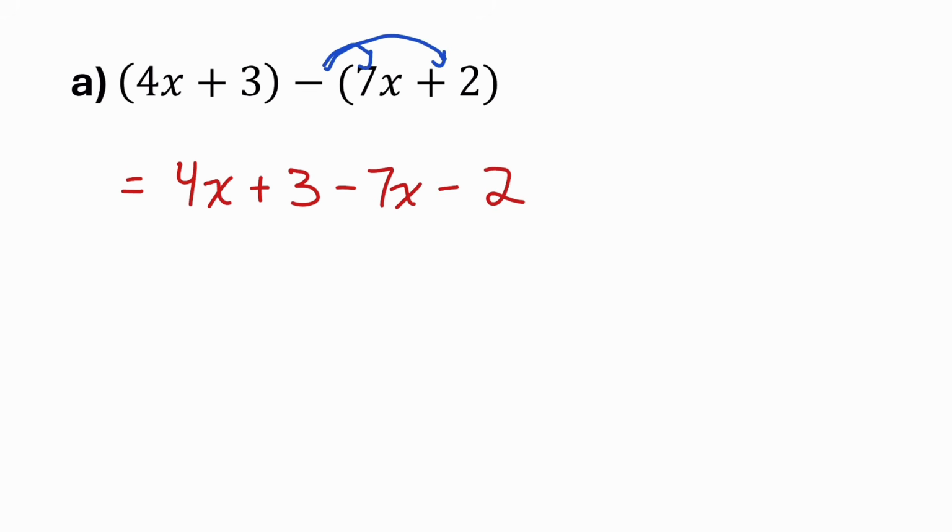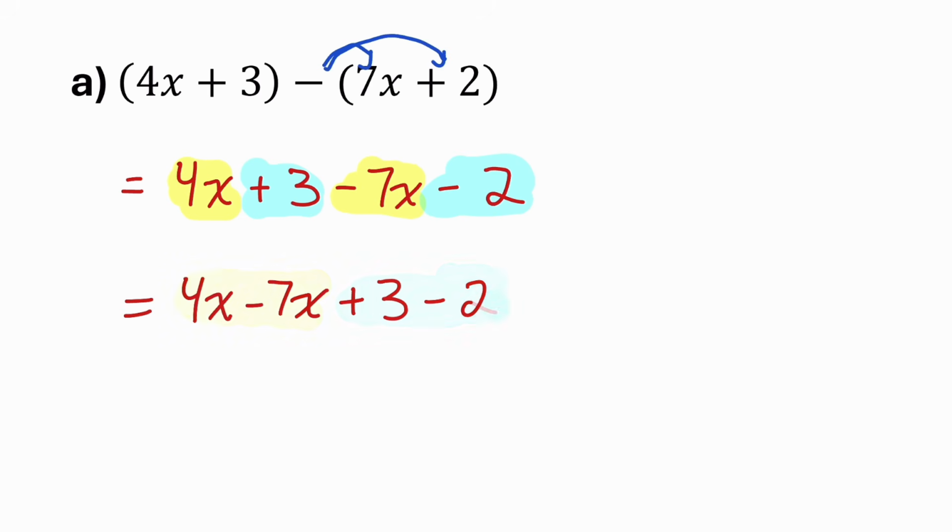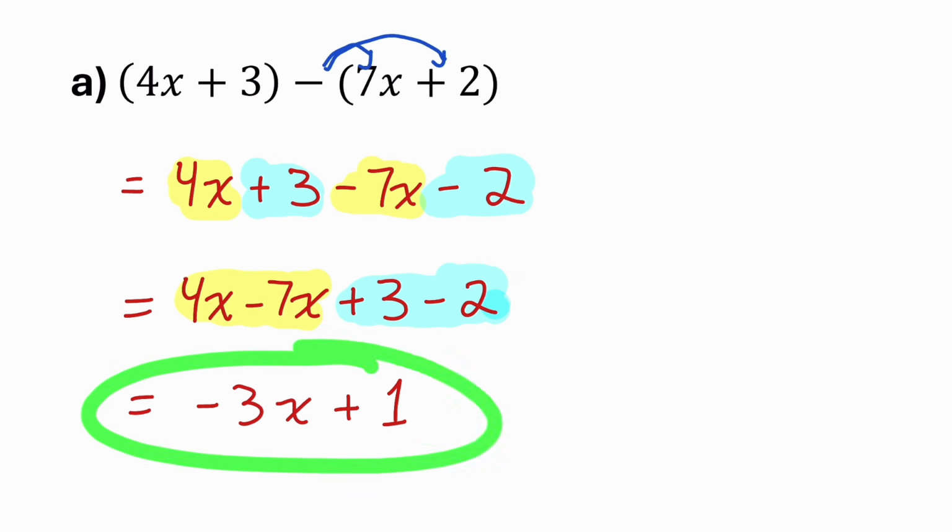And now I'll find my like terms. I have a 4x and a negative 7x, and I have the constant terms of positive 3 and negative 2. Rearranging this so like terms are together, I'll put the higher degree terms first. The 4x and the negative 7x are degree 1, and then my constant terms are degree 0, so they'll come last. And then collecting my like terms, 4x minus 7x is negative 3x, and positive 3 minus 2 is positive 1. And that would be the final simplified expression.